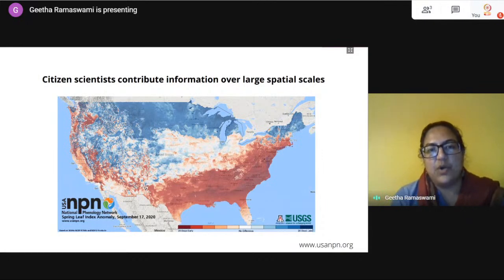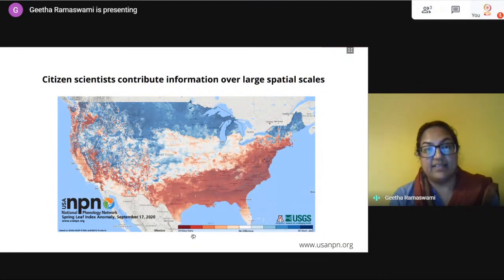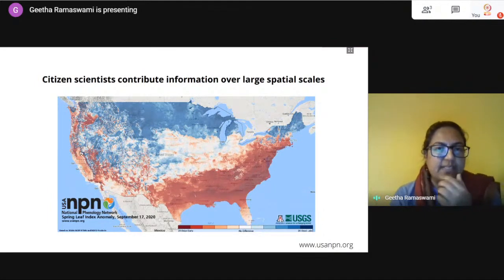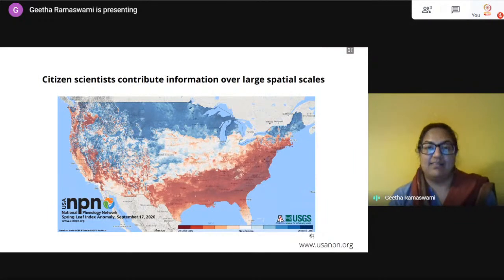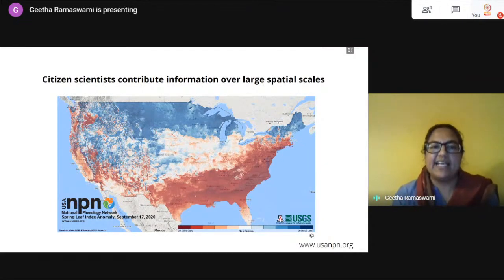So all of the southeastern part of the United States this year experienced leaf out in the spring season in plants 20 days earlier than usual. And all of the northwestern part of the United States experienced leaf out 20 days later than usual in the spring. This magnitude of information is possible only because the USA National Phenology Network has a large contribution from citizen scientists based across the country who contribute information to data centers.